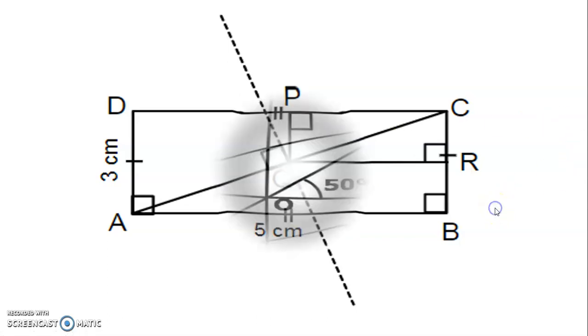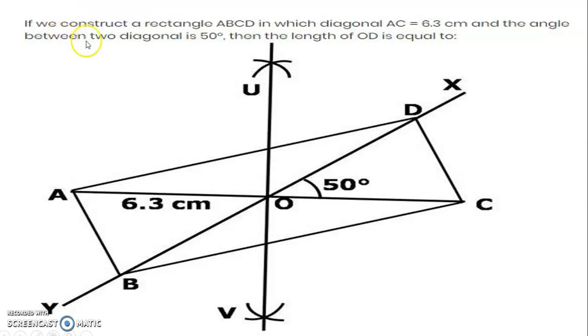Okay, children, let's have a few more questions now. If we construct a rectangle ABCD in which the diagonal AC is 6.3 and the angle between the two diagonals is 50 degrees, then find the length of OD. Any idea about a rectangle's diagonals?